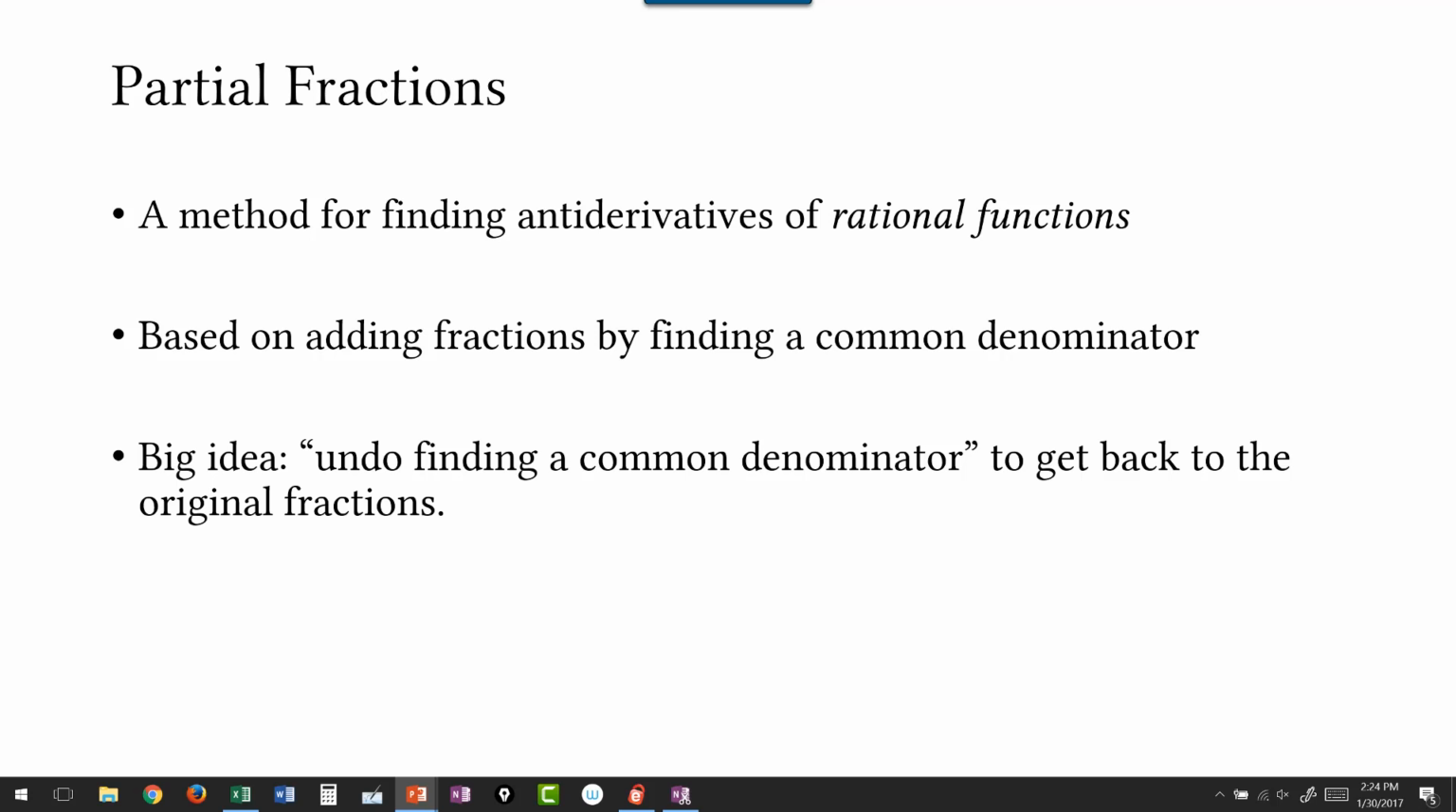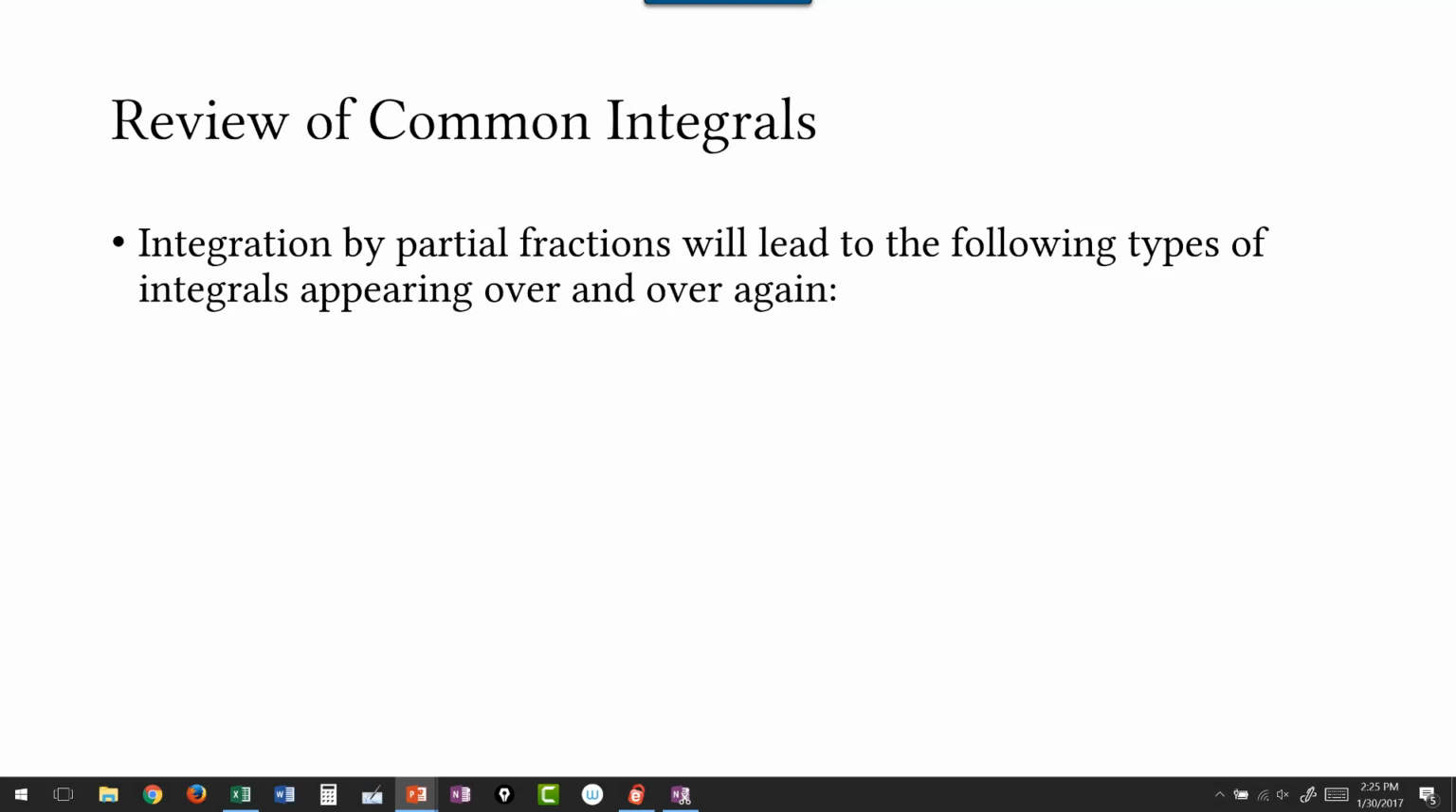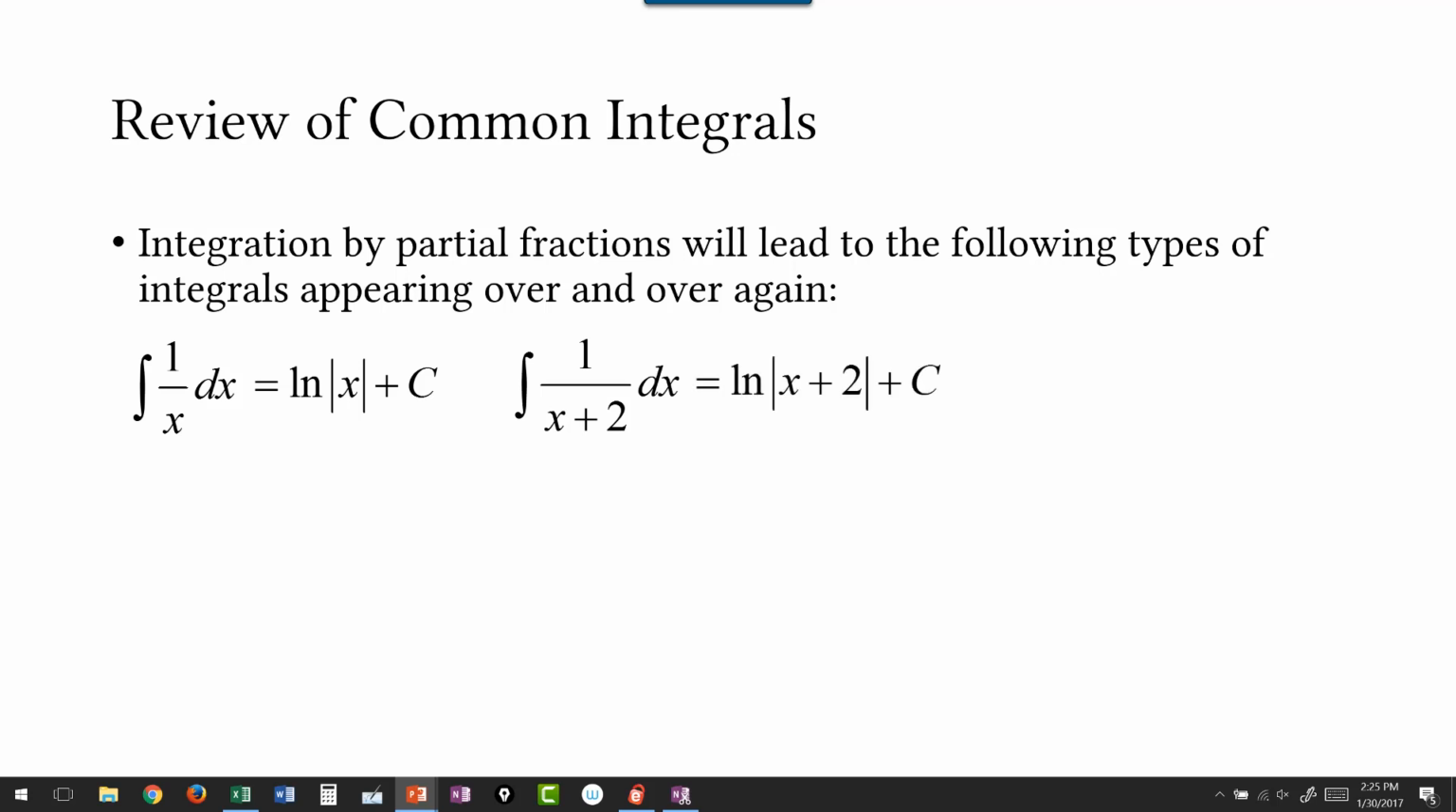The next slide will provide some of the common integrals that we'll end up with after doing partial fractions. And these are integrals that hopefully we'll be able to recognize and do without too much trouble. So when we integrate by partial fractions, we end up with a fairly short list of common types of integrals. So for example, the integral of 1 over x we'll need to remember is the natural log of the absolute value of x. And similarly, something like the integral of 1 over x plus 2, that would be the natural log of the absolute value of x plus 2.